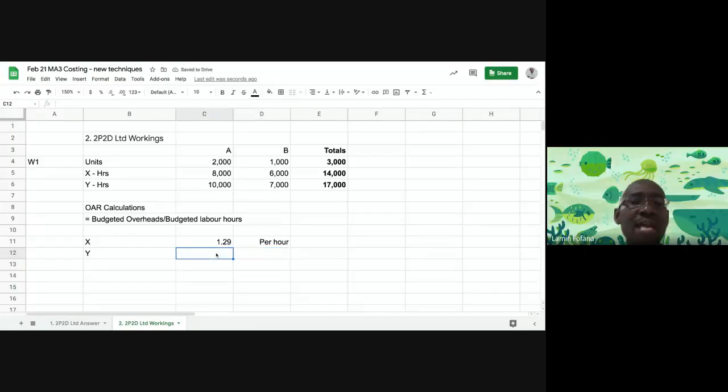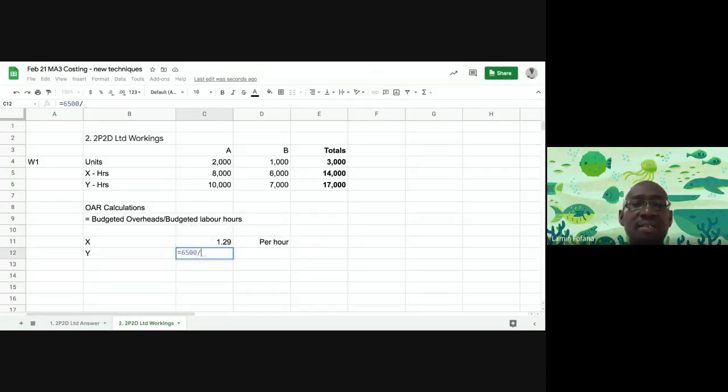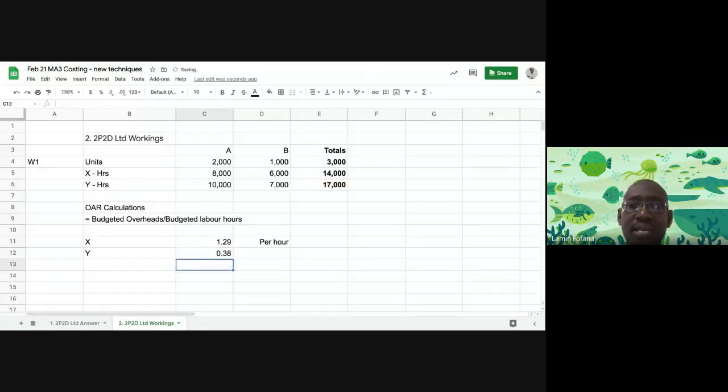Then for Department Y, how are we going to calculate it? Can you give me the formula for Department Y? Equals? What's the budgeted overhead for Department Y? 6,500 divided by, which cell do we click? E6. Excellent. And we enter. So once we enter, we'll have 0.38 for Department Y, and we'll have 1.29 for Department X. So this is 1.29 pounds per hour, 0.38 per hour.